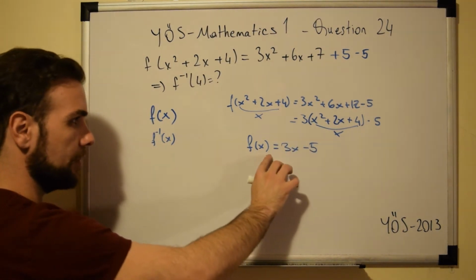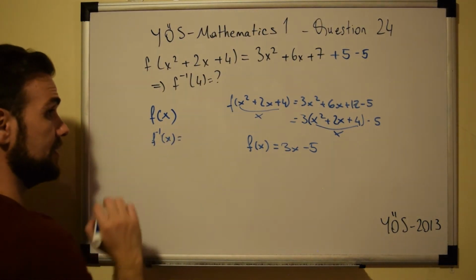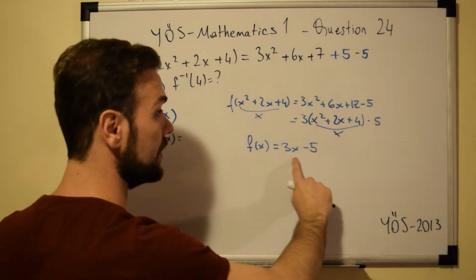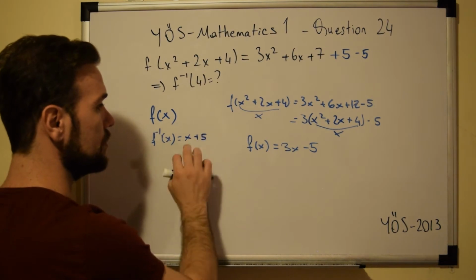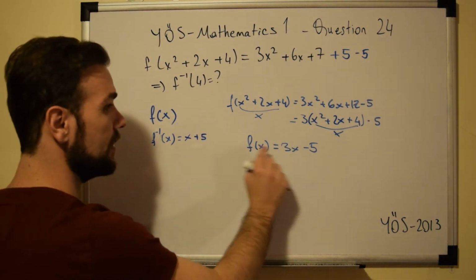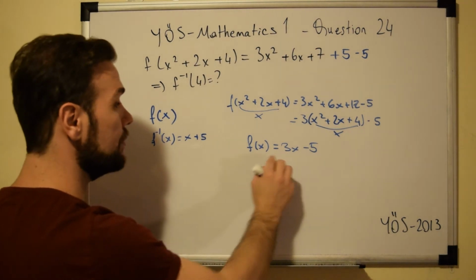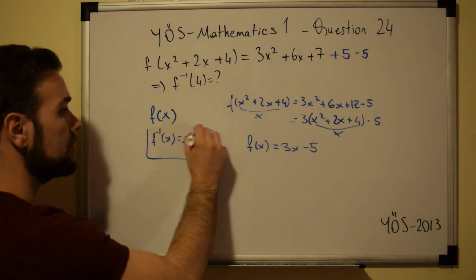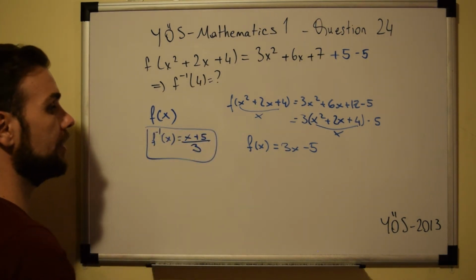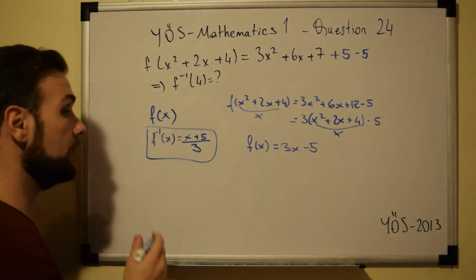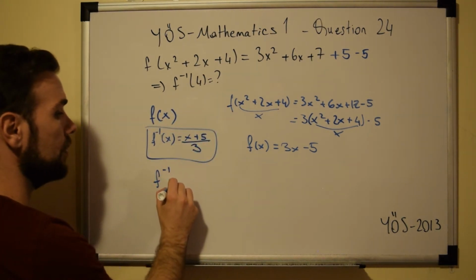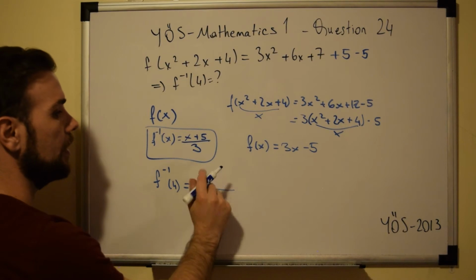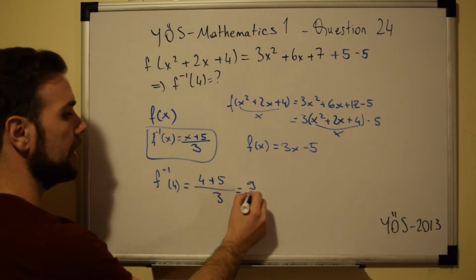Now as I found the function for x, I can find its inverse. What is its inverse? Every operation that we have here, I will just take the inverse of it. So instead of having x minus 5, I will have x plus 5. Here we have a multiplication by 3, I'm going to make it a division by 3. So the inverse of f(x) is equal to (x plus 5) over 3. Now I can easily find the inverse of f(4). All we have to do is substitute 4 for x. So we have 4 plus 5, which is 9, over 3, which is equal to 3.